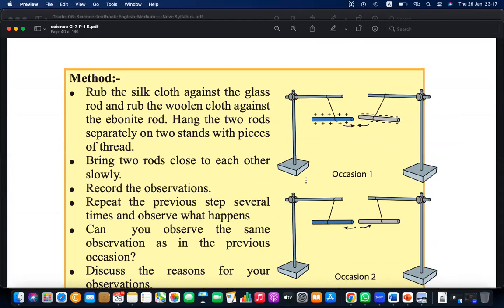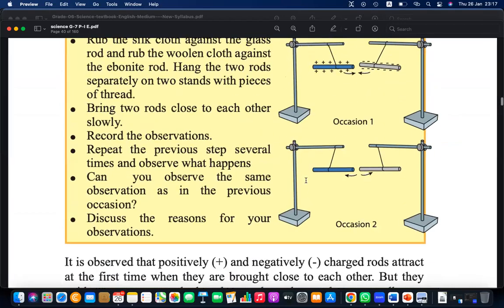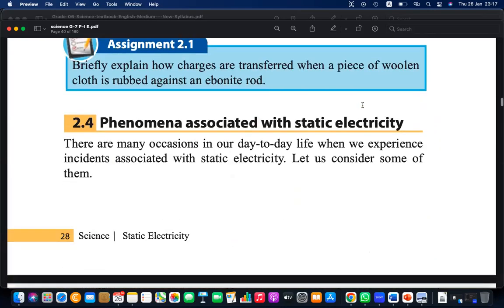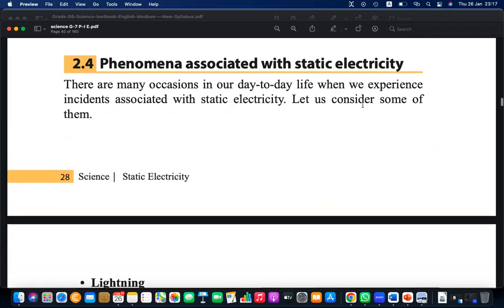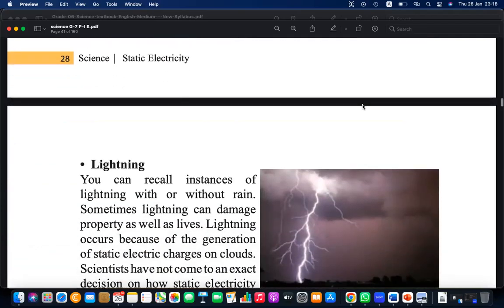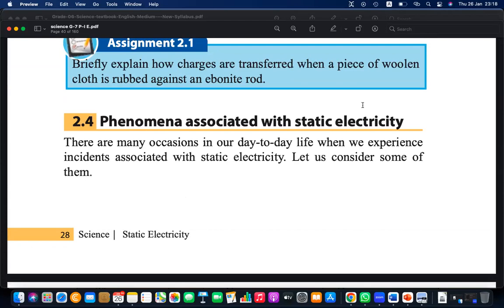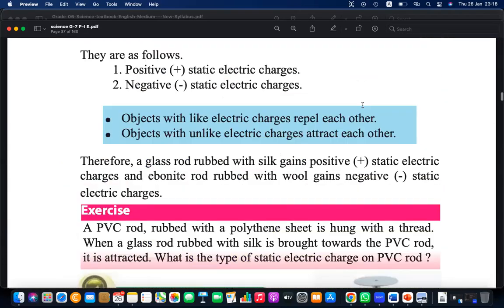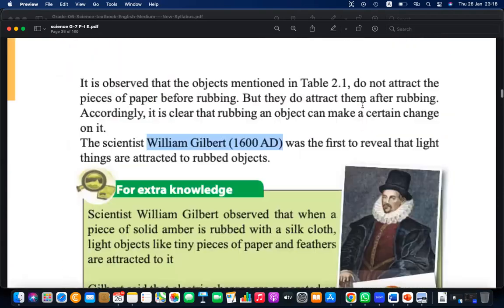Okay, I think there are a lot of experiments. In this experiment we saw that you have to hang them and check whether they are attracting or repelling. We discussed that also. Then the day-to-day life phenomena, this part we can discuss later, I guess, because you have a lot of experiments to do, and you have to understand this very well before doing these experiments.